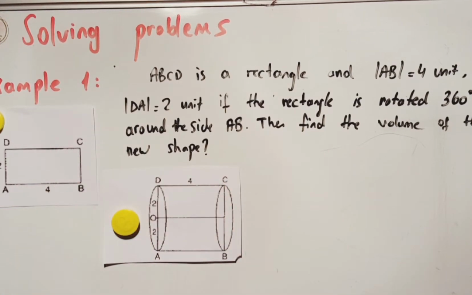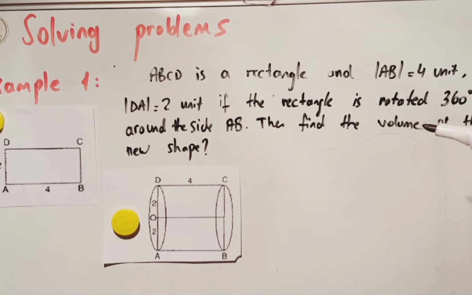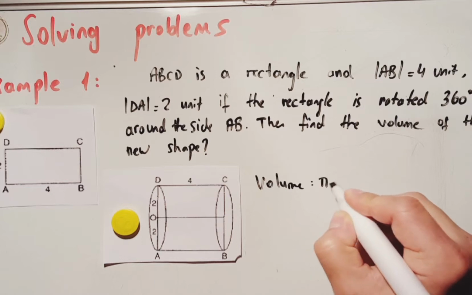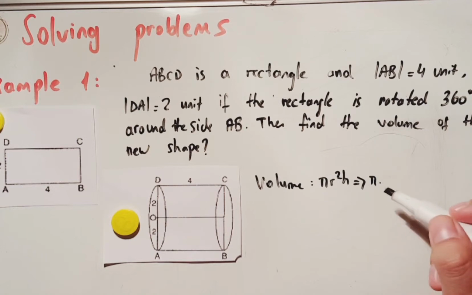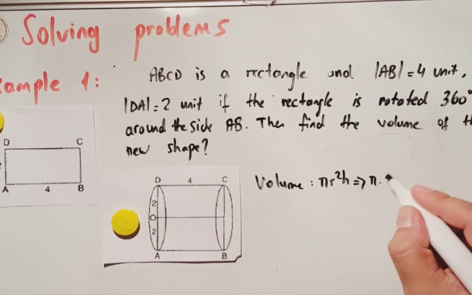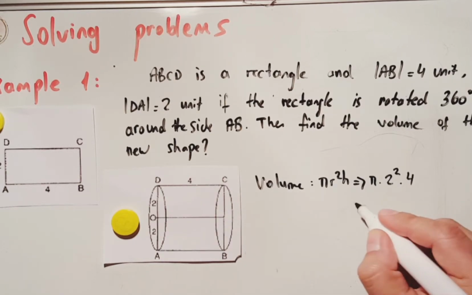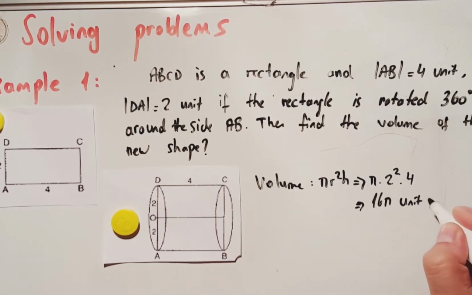How can you find the volume of the cylinder? Remember, pi r square times h. So to find the volume of the cylinder, we write pi r square h: pi times the radius, which is 2, squared, times the height of the cylinder, which is 4, which happens to be 16 pi units cube for the volume. Okay, we found the answer.